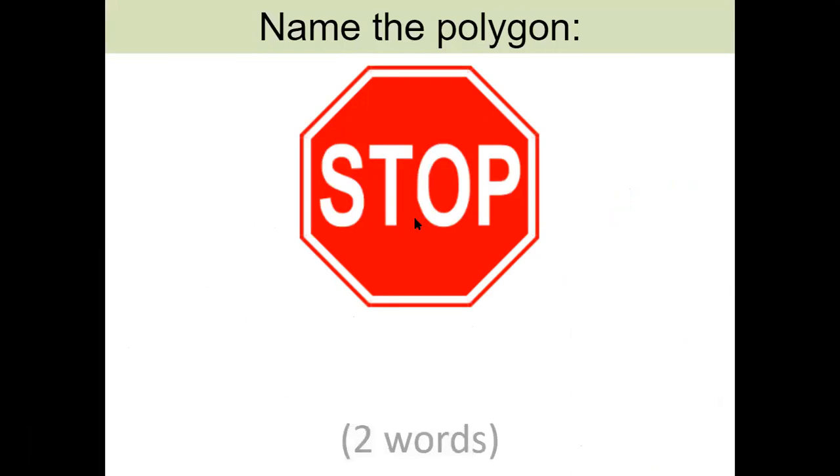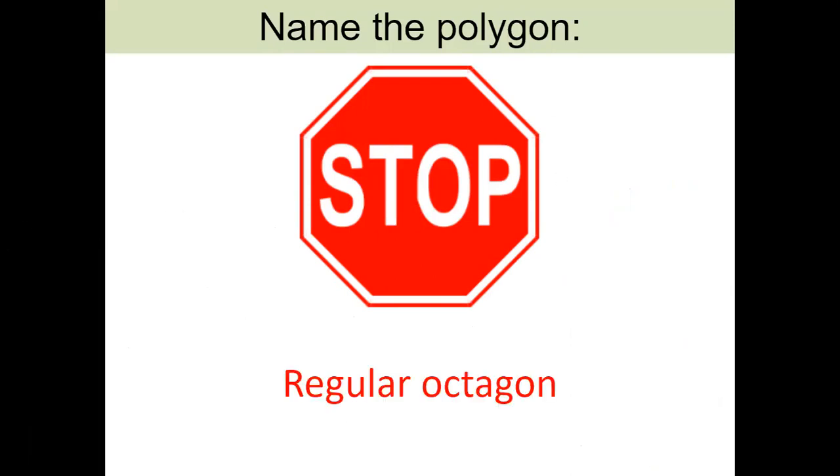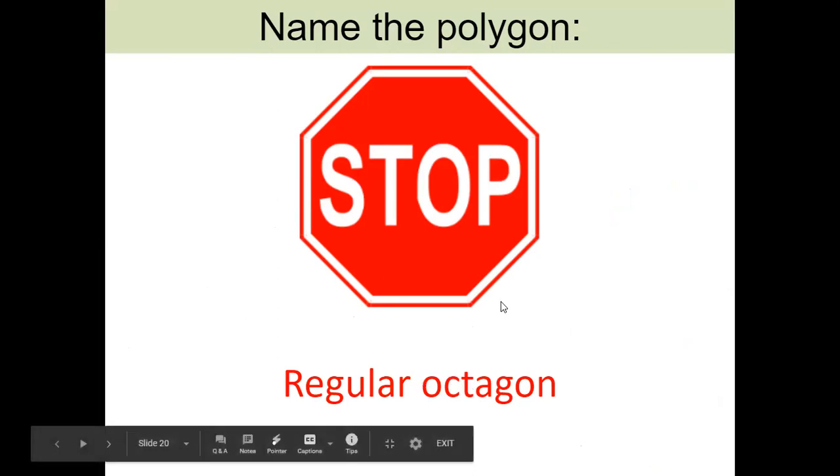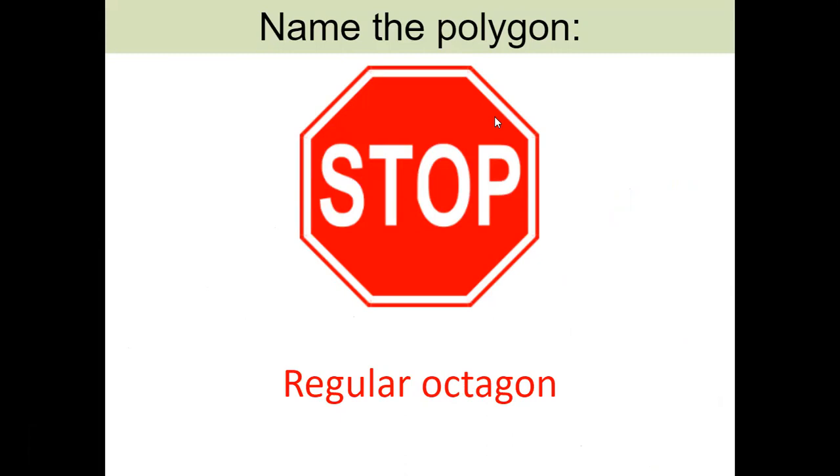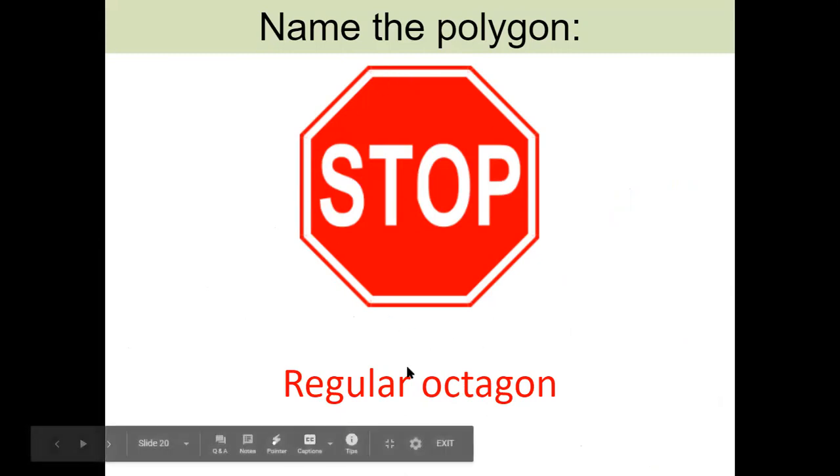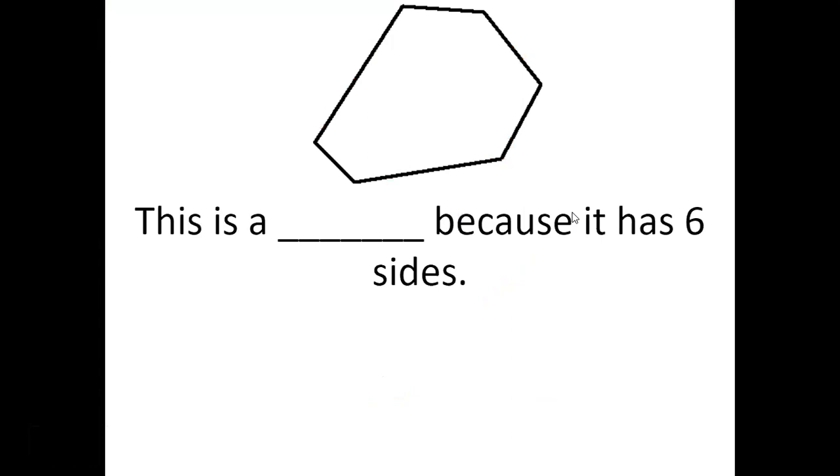So now if we look at the stop sign, what would be the name of this polygon? Feel free to pause the video. So this would be a regular octagon. And as showed before, oct means 8. 1, 2, 3, 4, 5, 6, 7, 8. So it's 8 sides, and it's regular because they're all straight, none are curved, right? And they all are measured the same size.